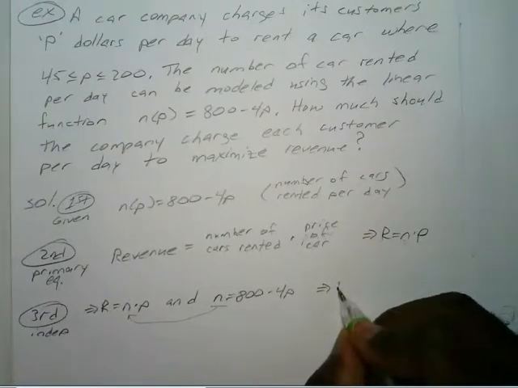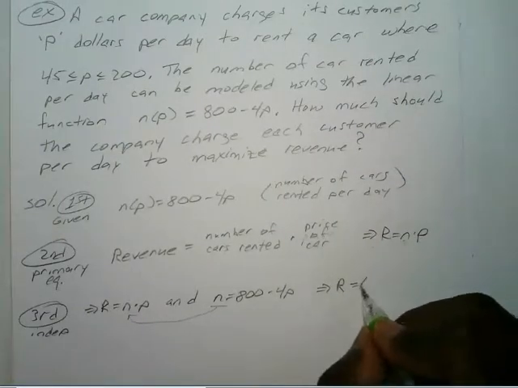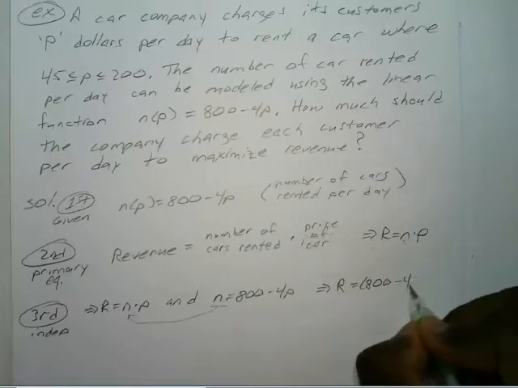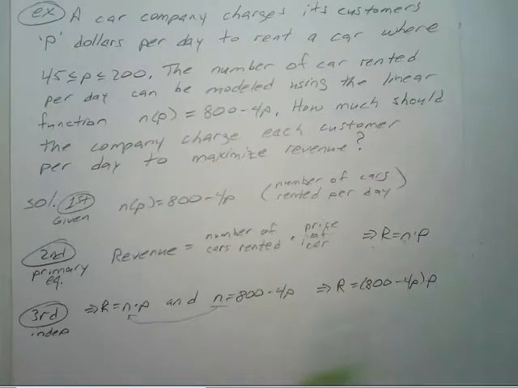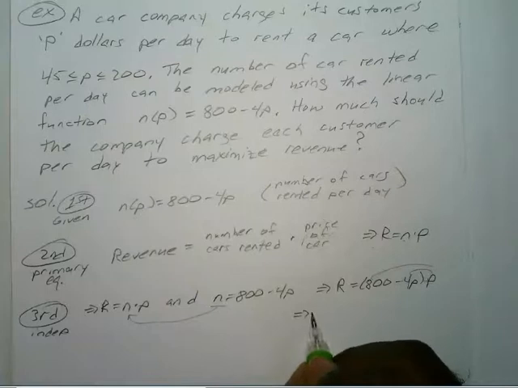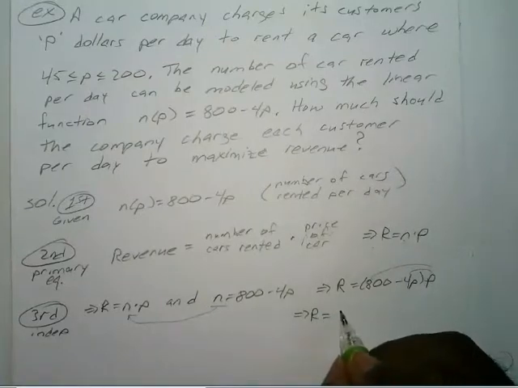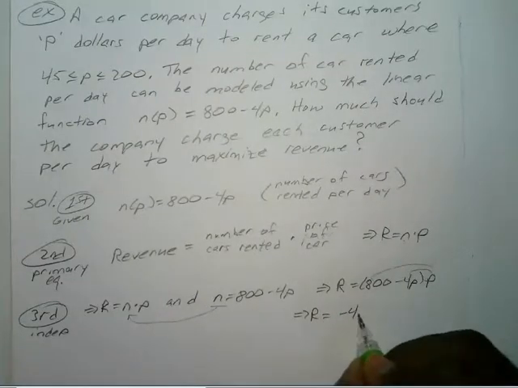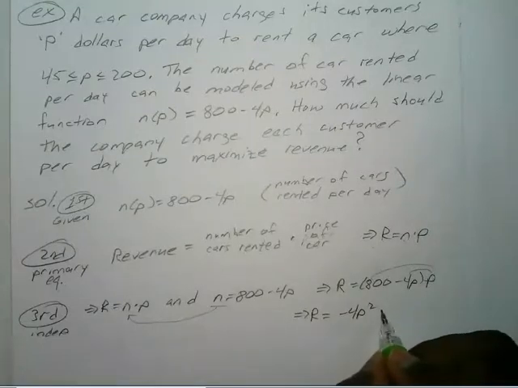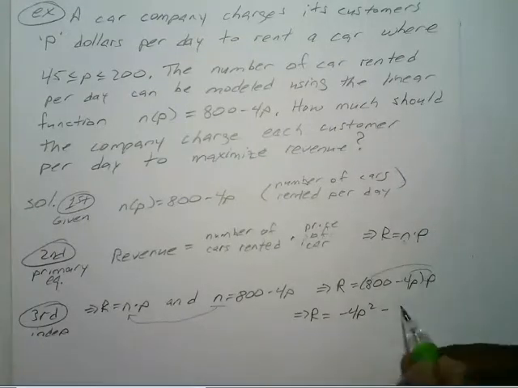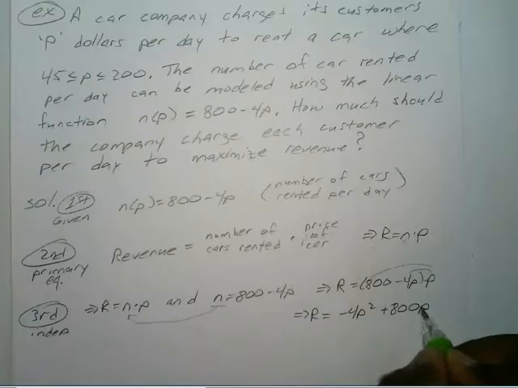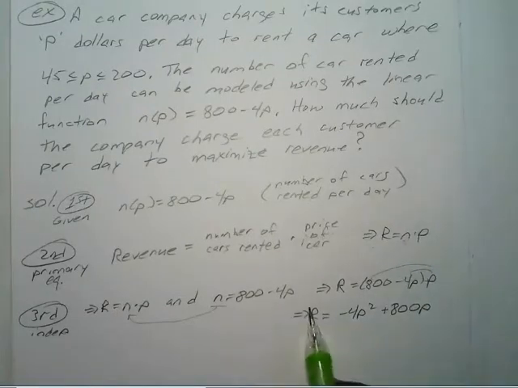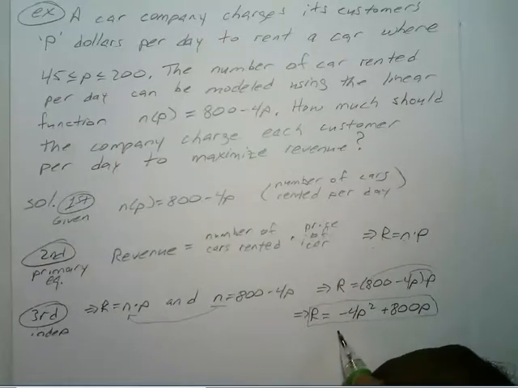Okay, so that's your revenue is equal to 800 minus 4P times P. So if we go ahead and distribute that, we know our revenue is equal to, we'll just switch that around, negative 4P squared plus 800P. Okay, so this is our primary equation with just one independent variable.